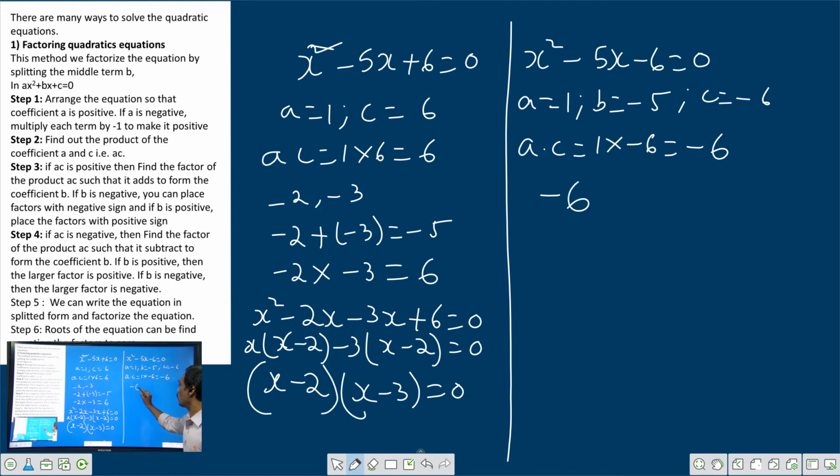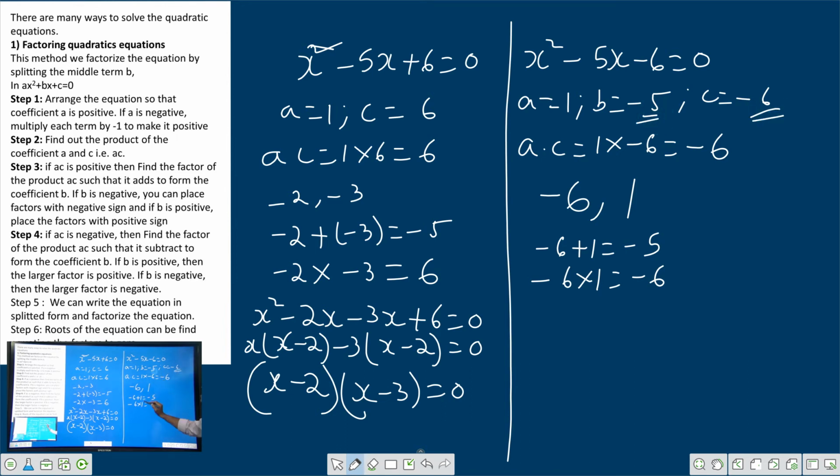That's why it is better to give minus 6 and then plus 1. Because I need a negative value, I put the bigger number 6 as minus 6, so that I get minus 5. If you add minus 6 plus 1, you get minus 5. Minus 6 into plus 1 gives minus 6. Both are here: minus 6 and b is minus 5. Product ac is minus 6.